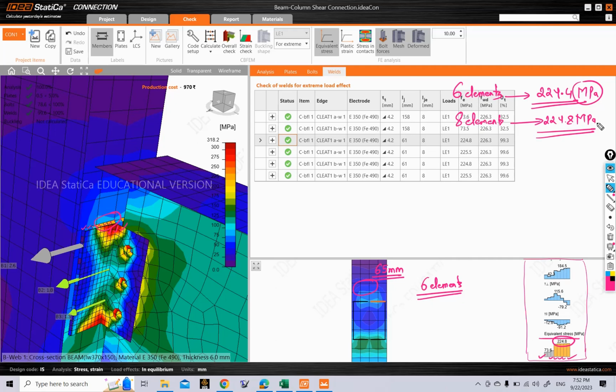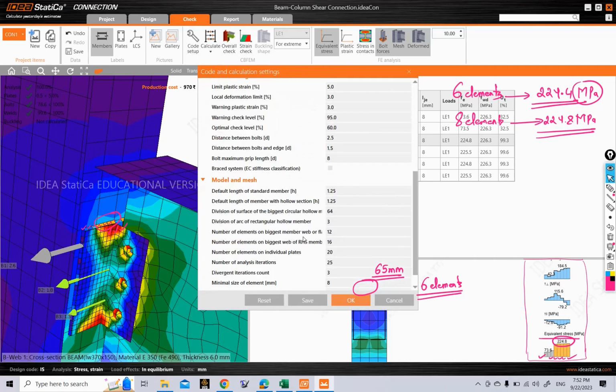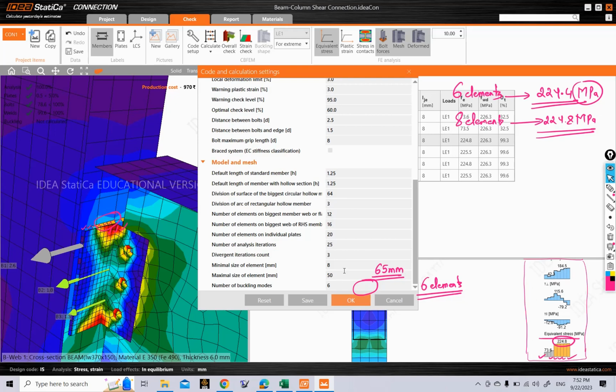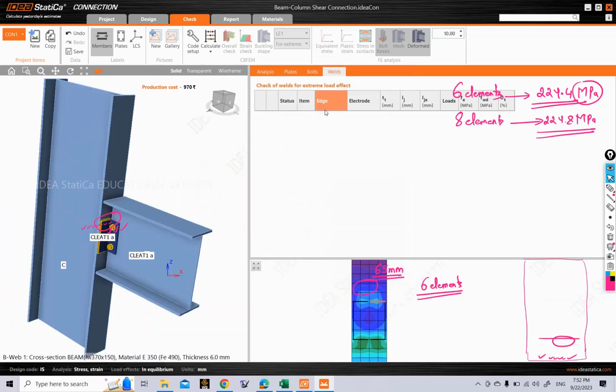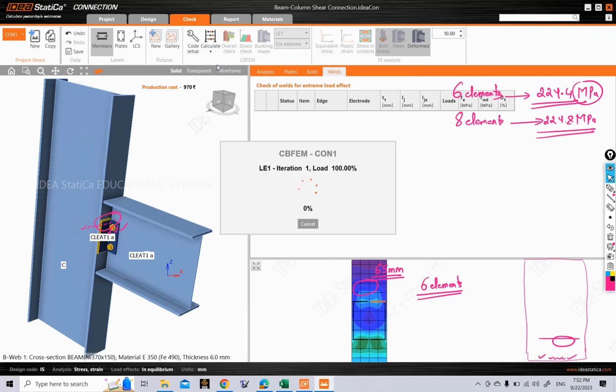Okay, and let me check once again for another parameter here. Let me say that the minimum size of element now is only 2 mm, and then calculate the same stress and strain.